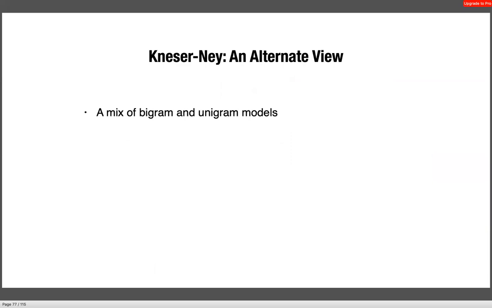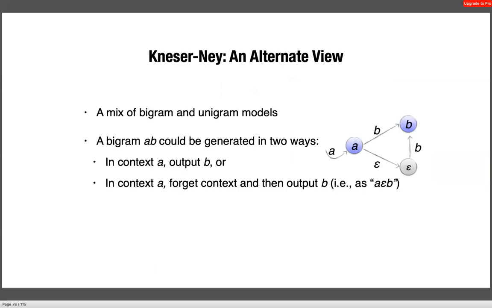There's an alternate view of Kneser-Ney smoothing which I present to students and which might be easier for you to think about. If you're already on board with the other one, this is just one more way to think about Kneser-Ney smoothing, which is as a mix of bigram and unigram models. So if you consider a bigram AB, let's think of it as being generated in two ways. I saw the context A, so I'm maintaining that context in my history. So this is a finite state acceptor, and then I produce an output B. Now I'm going to remember my context B, right? So this is the first way in which a bigram AB could be generated.